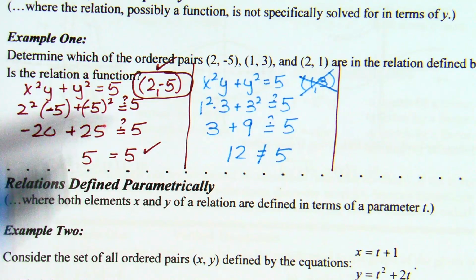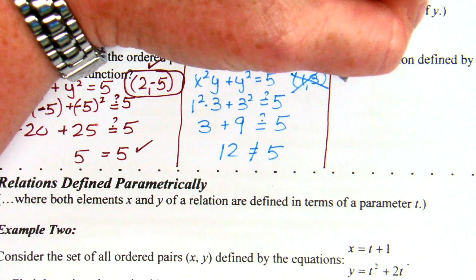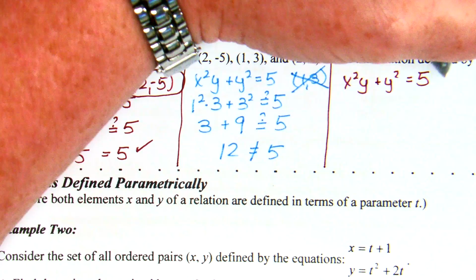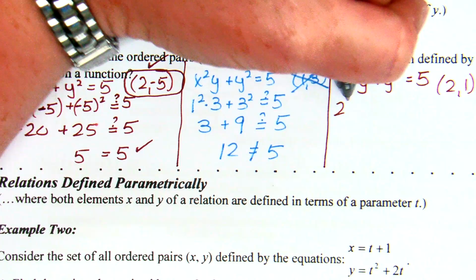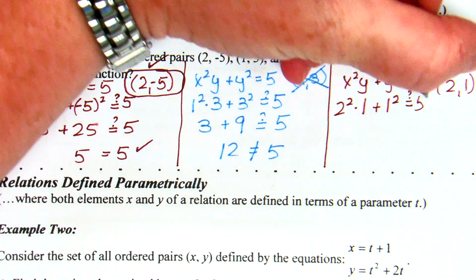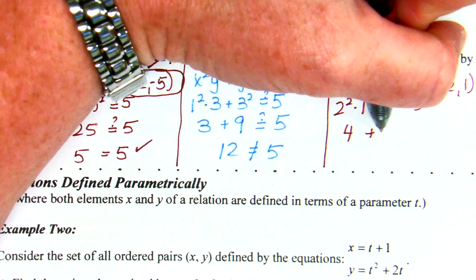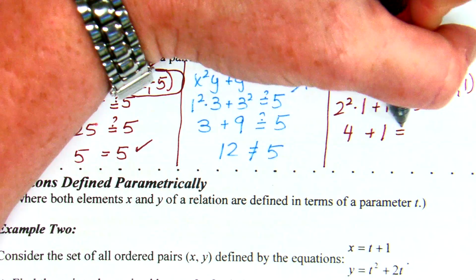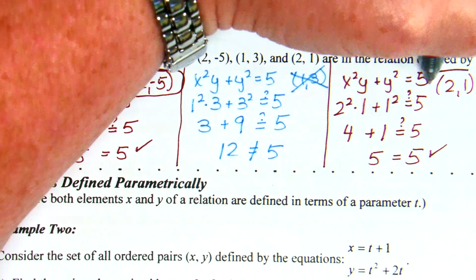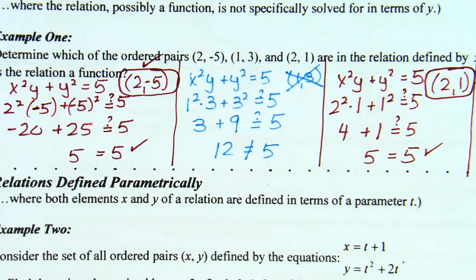Okay, can we try the last one now? Again, it's x squared y plus y squared equals 5. This time we're checking to see if (2, 1) works. 2 squared times 1 plus 1 squared, does it equal 5? 2 squared is 4 times 1 is 4, plus 1 squared, which is 1. Does 4 plus 1 equal 5? Yes, 5 equals 5. And so what does that mean? That (2, 1) is a solution.